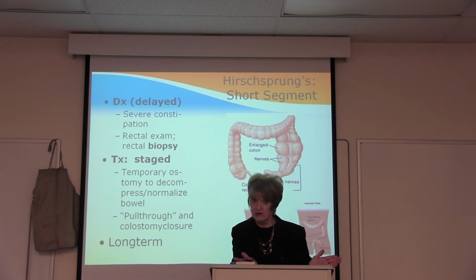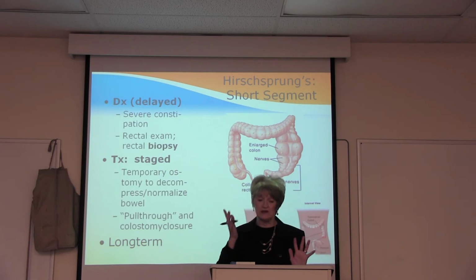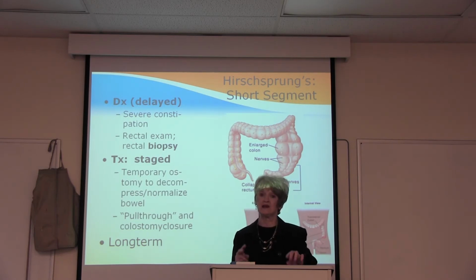So to recap treatment: initially, diverting colostomy to provide gradual decompression and shrinkage of the colon. Then they're going to connect the functional colon to the anal canal just above the internal anal sphincter. And then they'll close the colostomy. And usually they do the pull-through and the colostomy closure in one procedure. So the baby usually ends up having two procedures, the initial diverting colostomy, and then the pull-through and closure of the colostomy.